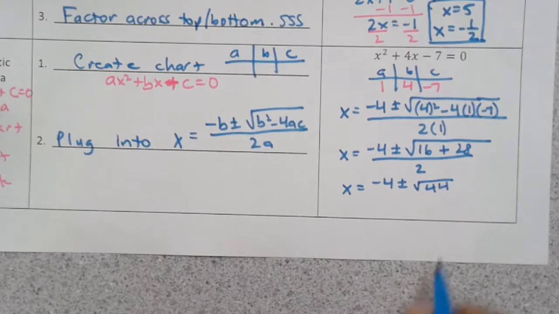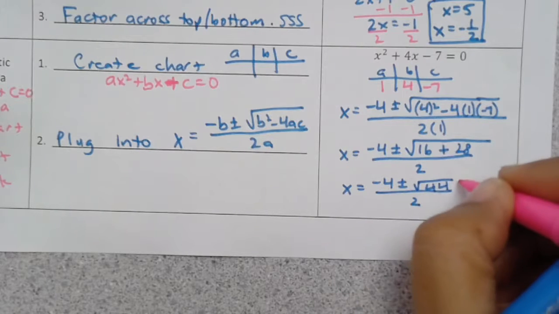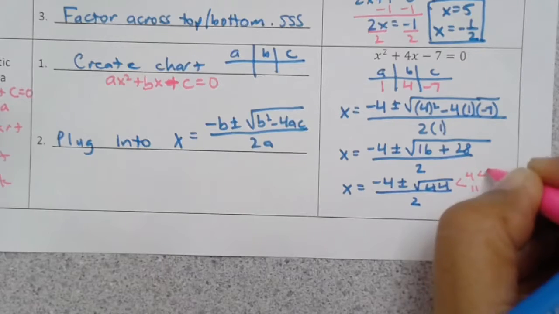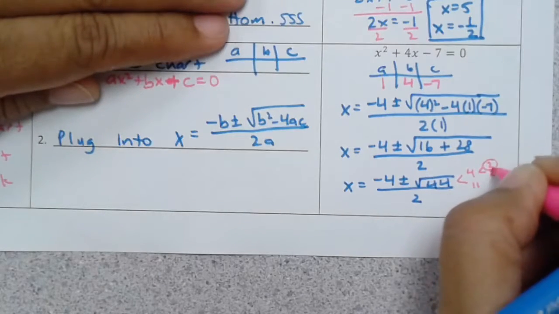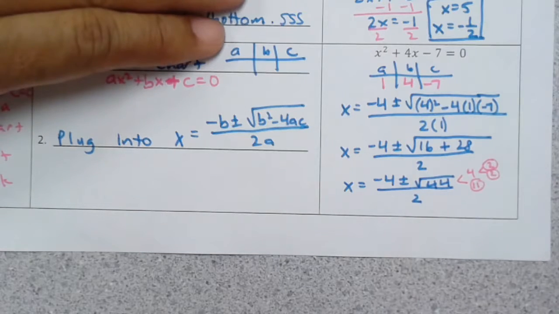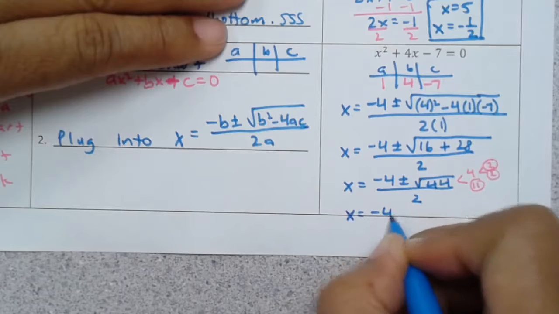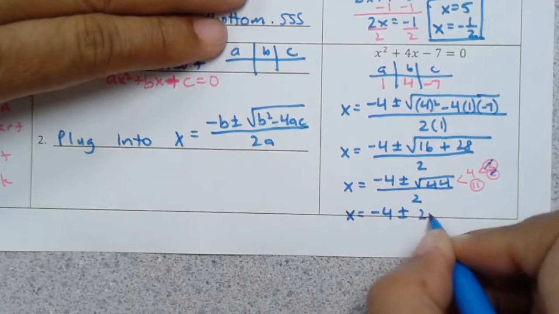All right, and then let's go ahead and divide that all by 2. 44 breaks down. Let's go ahead and reduce that. So 4 and 11, but 4 breaks down to 2 and 2. So I actually have a pair of 2's. That goes outside, and then the 11 that's left over goes inside. So negative 4 plus or minus 2 goes outside. 11's left over inside.